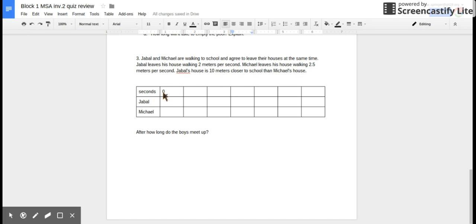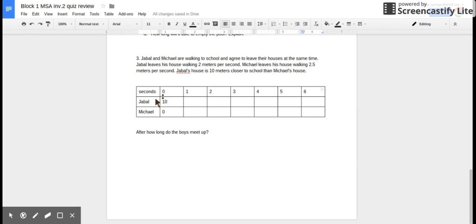So if we were to fill in our table at 0 seconds, Jabal is not at 0 because he has a 10-meter lead. He's closer by 10 meters, so he's starting at 10 meters. Michael does not have a starting point or a head lead, so he's just at 0 so far. We'd fill in our seconds just by ones: 0, 1, 2, 3, 4, 5, 6.